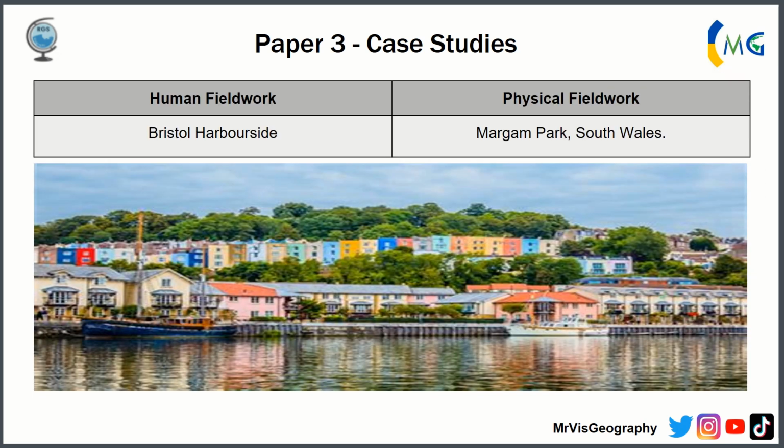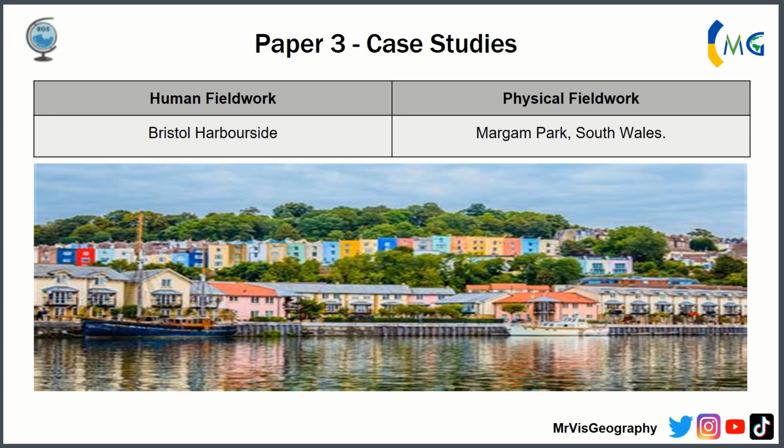And the final one is probably the easiest, paper three, your case studies, where there's only two really. For human fieldwork, we always do it at Bristol Harborside. Physical fieldwork this academic year, for current year 11s, we went to Margam Park in South Wales in what was the hottest heat wave ever in the history of Great Britain. I think it was scorchingly hot. This year we're going to Blaise Castle Estate.